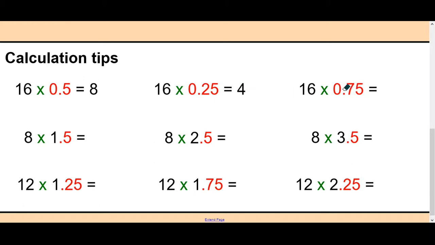3/4 is slightly more complicated. Get 1/4, which we know is 4, and times it by 3. So 4 times 3 is 12. So that's how to get 3/4. Divide it by 4, keep it in your head and times it by 3.